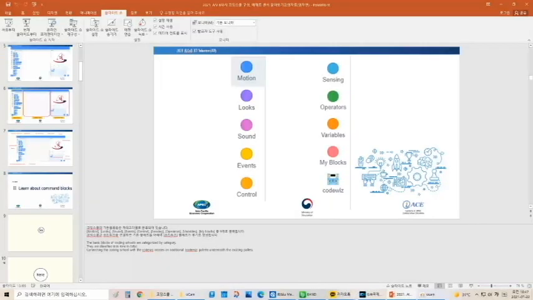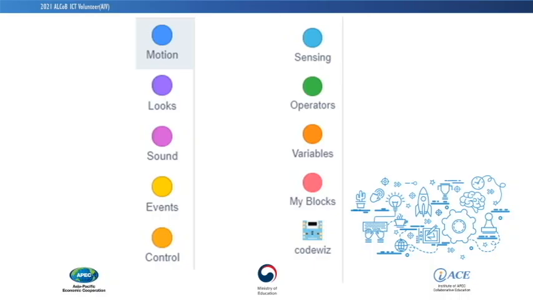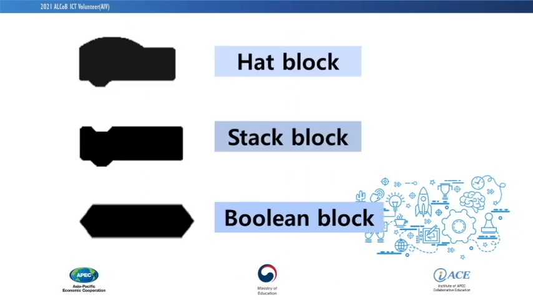Next, let's learn about the command blocks of the Coding School program. The basic blocks of Coding School are categorized by category. They are classified into 9 in total. Connecting the Coding School with the CodeWiz creates an additional CodeWiz palette underneath the existing palettes. Connecting to the shape of the block allows you to create programs without syntax errors.